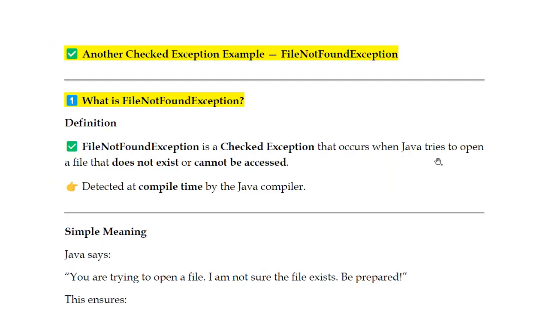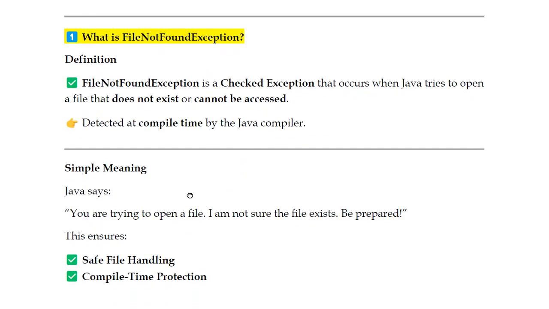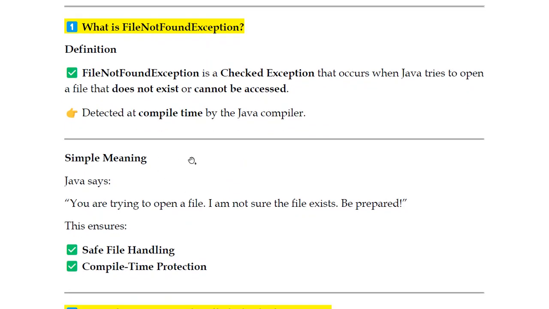It's a checked exception that occurs when Java tries to open a file that does not exist or can't be accessed. We are not saying that it will happen each and every time; it may or may not happen. In case it happens, that's what I'm explaining now. It will be detected at compile time by the Java compiler. Even though the file is present, to be on the safer side, it will check whether you're handling that exception or not, because we can't guarantee that the file is definitely present or that it may not exist.